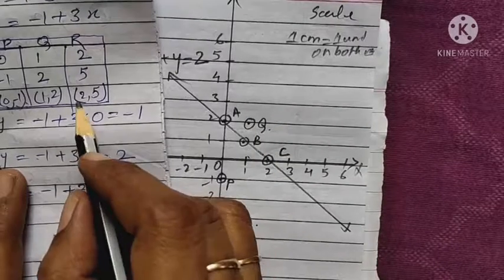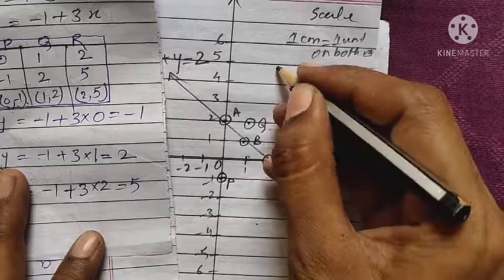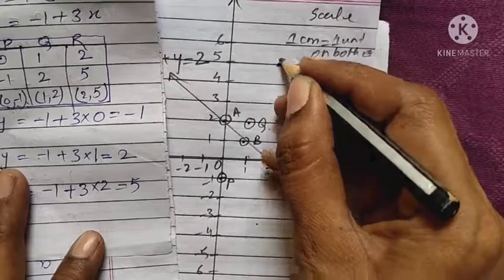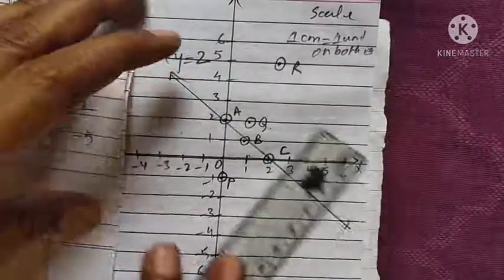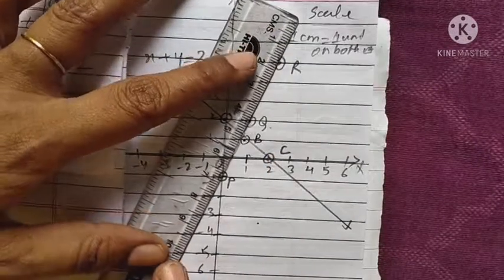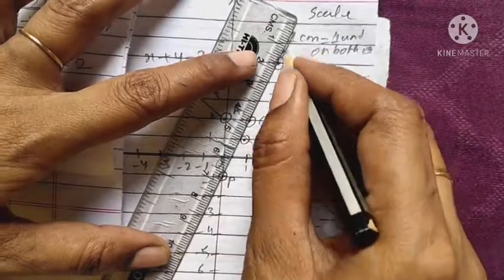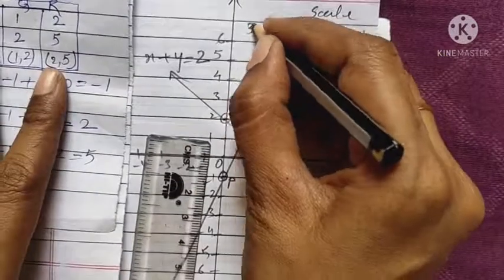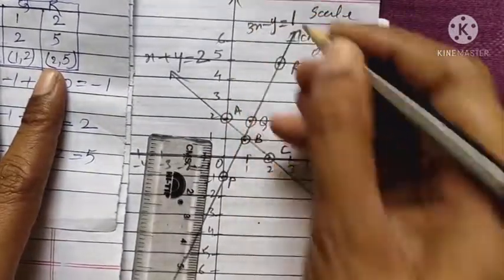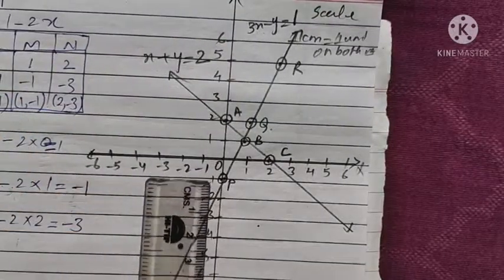Next is 2, 5. X is 2, y is 5. This point lies again in first quadrant, 2, 5. This is point R. P, Q, R. Now join them. Join points P, Q, R. This is the graph of equation. Write the name of equation. 3x minus y is equal to 1. Got it?